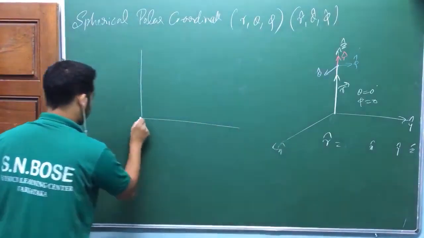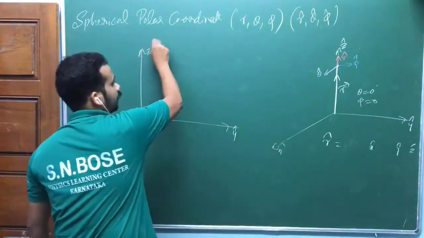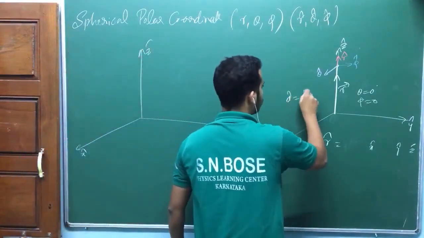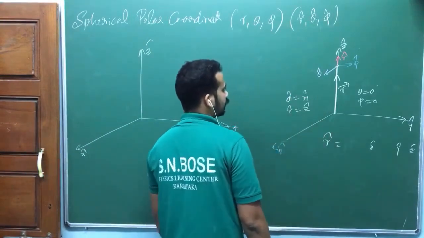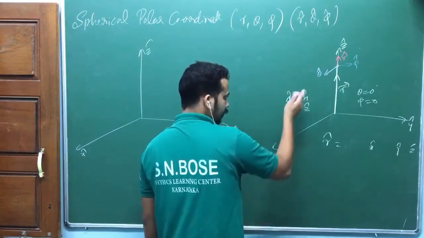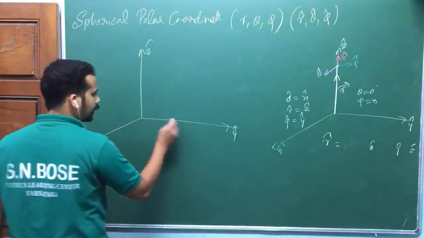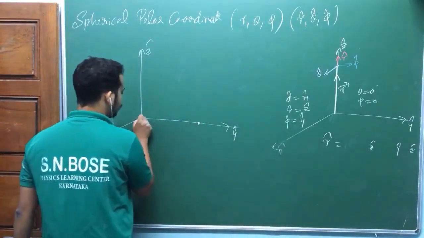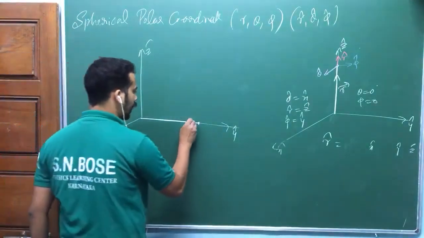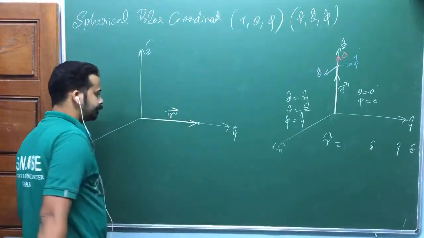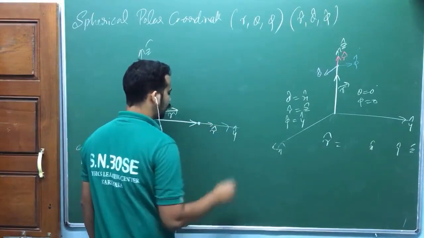Again, let me take Cartesian coordinates x cap, y cap, z cap. Suppose theta cap is along x cap and r cap is along z cap. If r cap is along z cap and theta cap is along x cap, it's a cross product, am I right? Phi cap is along y cap only, okay? Check that out. Now let me take a point on the y-axis, because it's quite easy to compare, okay? Point on the y-axis, let me write r. Then obviously r cap is along y cap, am I right? R cap vector like this.